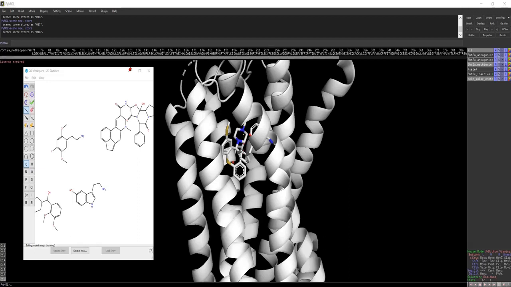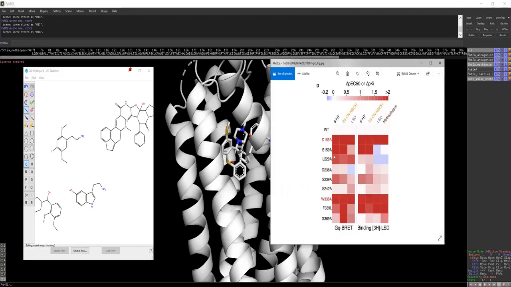And if you mutate these amino acids, aspartic acid and phenylalanine, you will lose complete binding and activity. So this sort of limits and restricts the compounds that you can design to target these receptors.